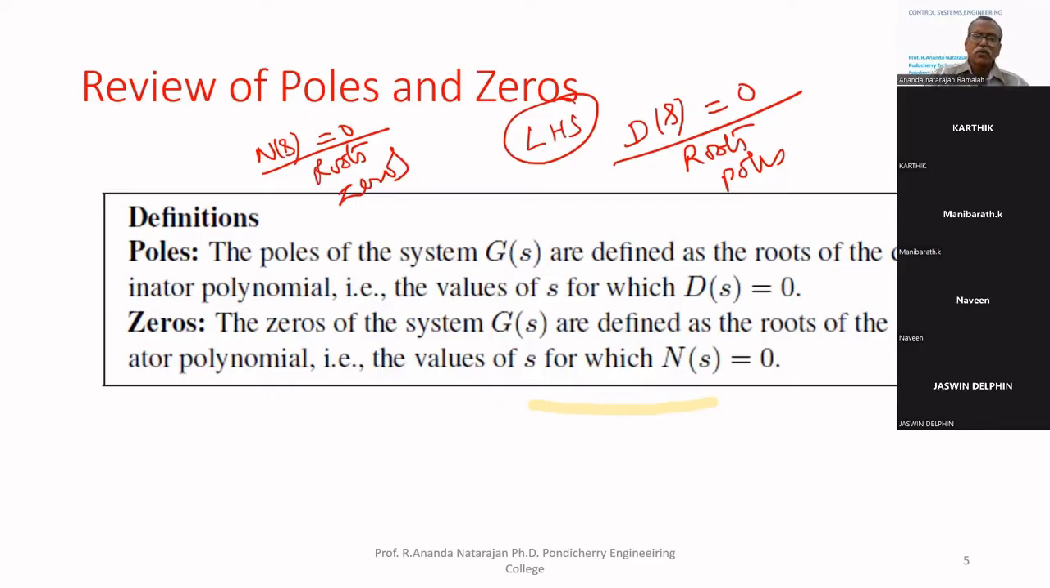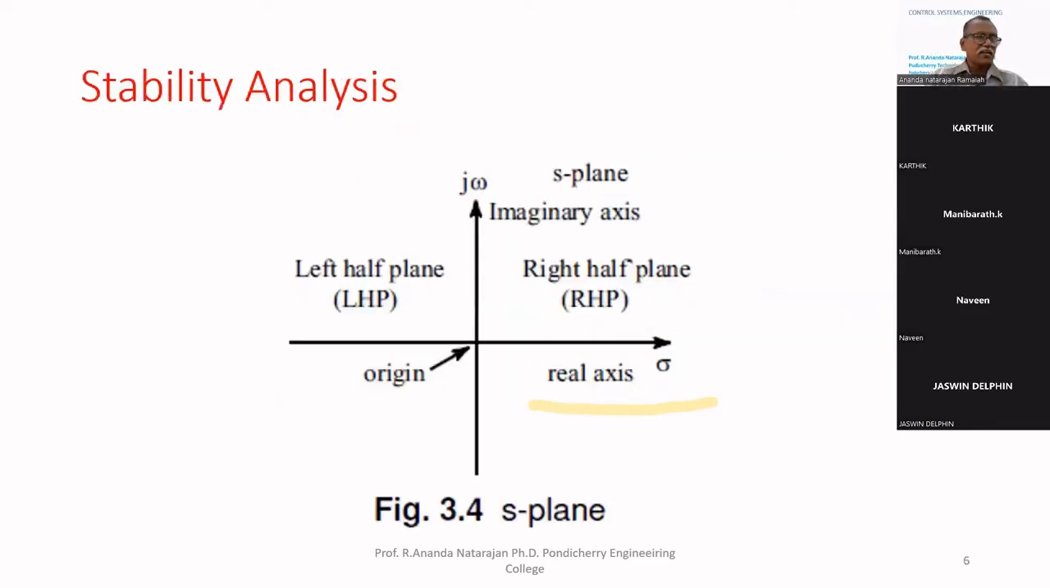If the poles are in the left-hand side of the s plane, then the system is said to be stable. If the poles are on the right-hand side, the system is unstable. But zeros can be on the right-hand side.